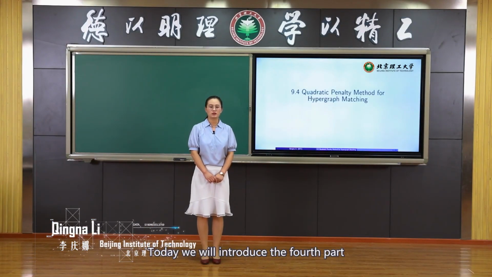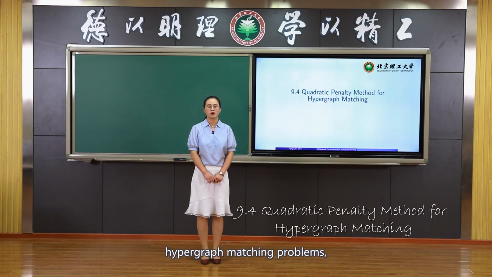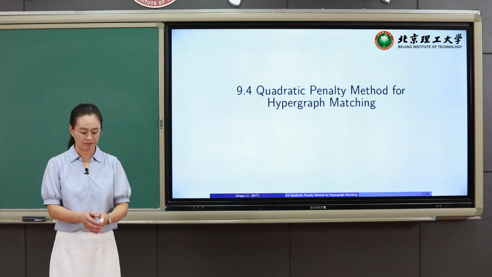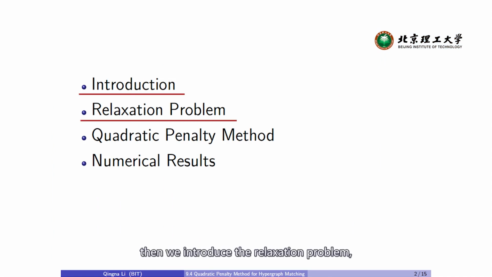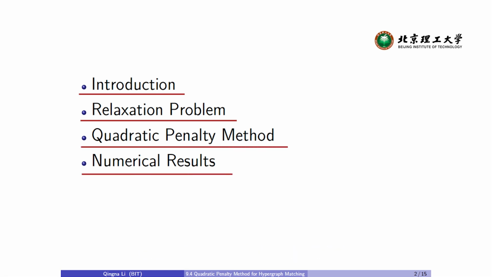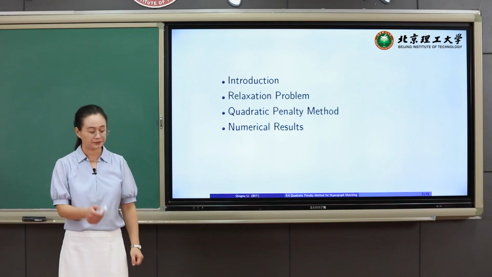Today we will introduce the fourth part of Chapter 9, Hypergraph Matching Problems, as well as the Quadratic Penalty Method. In this part, we will begin with introducing the hypergraph matching problems. Then we introduce the relaxation problem. Finally, we apply the quadratic penalty method to solve this problem. Then we conclude this part.